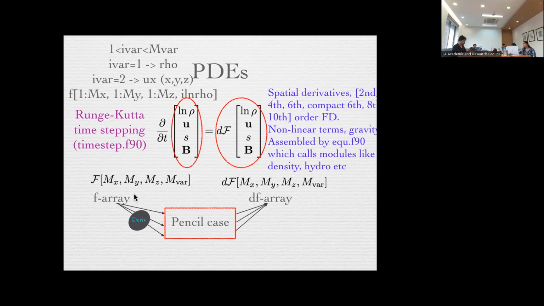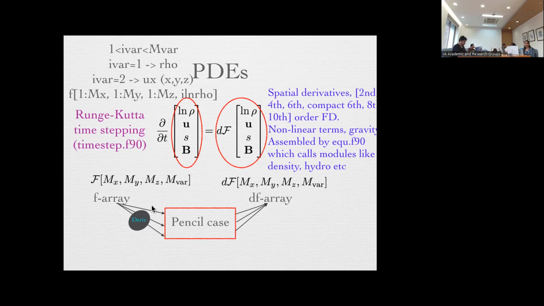So we have this f array, and you can apply the deriv module. This basically consists of different ways of taking finite difference derivatives. You can use a 6th order derivative, or a 2nd order. Now there is also an 8th and 10th order derivative. The advantage of the higher order derivatives is that you are reducing the numerical diffusion in your code.